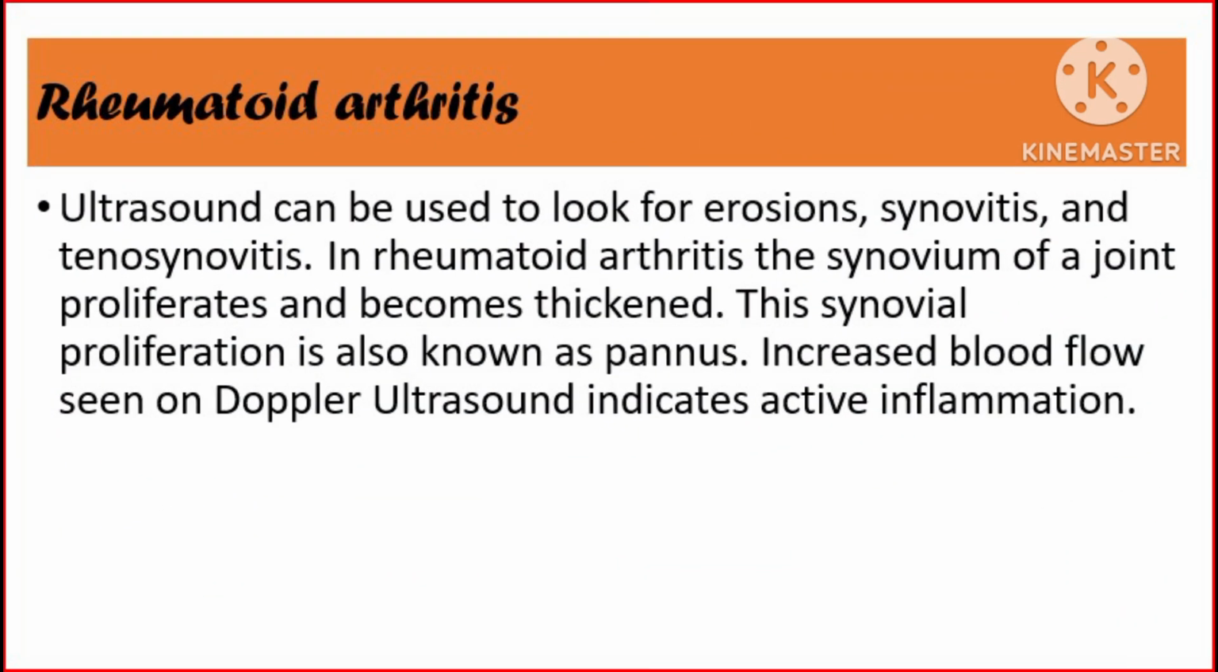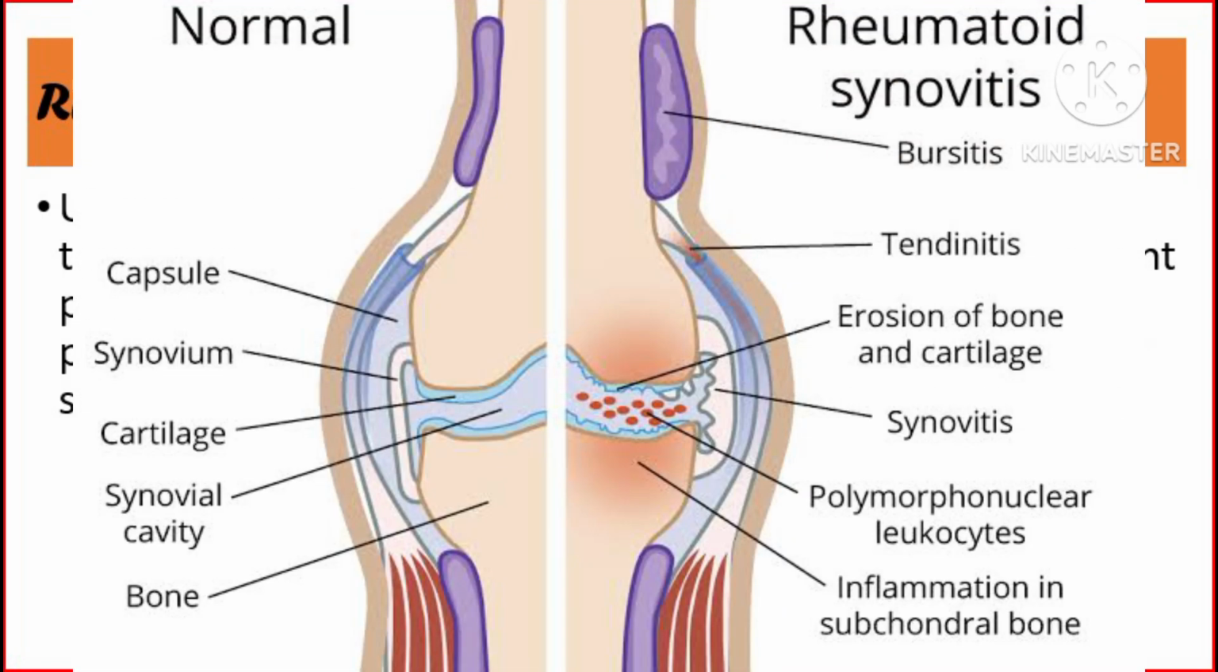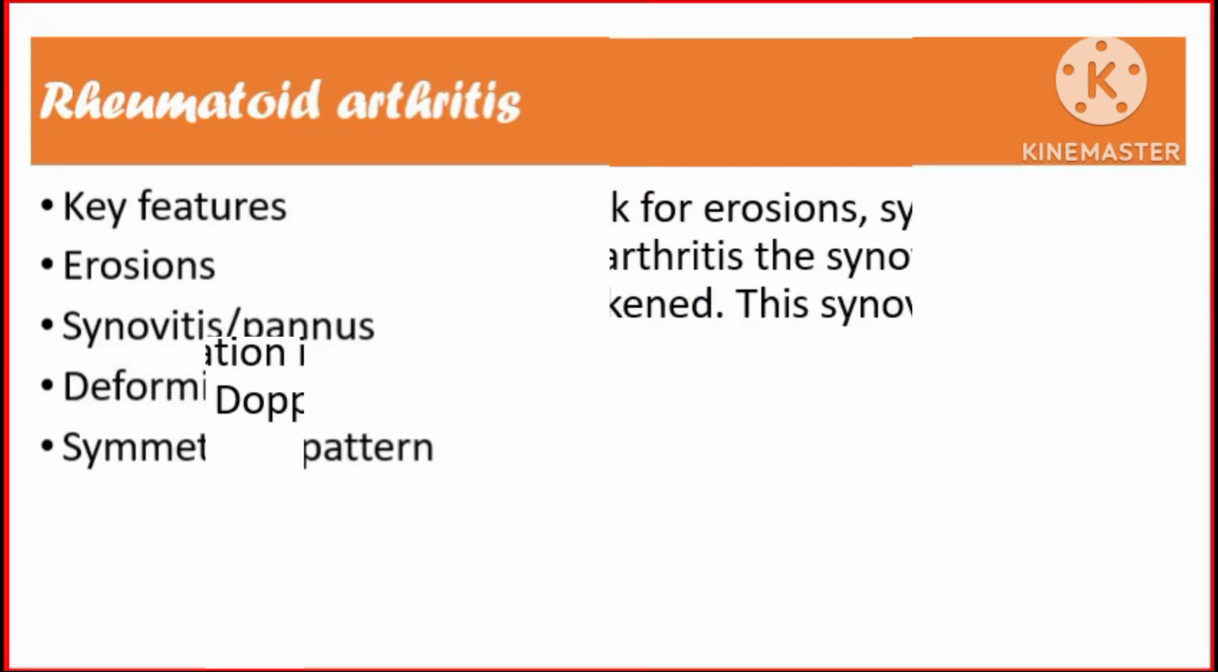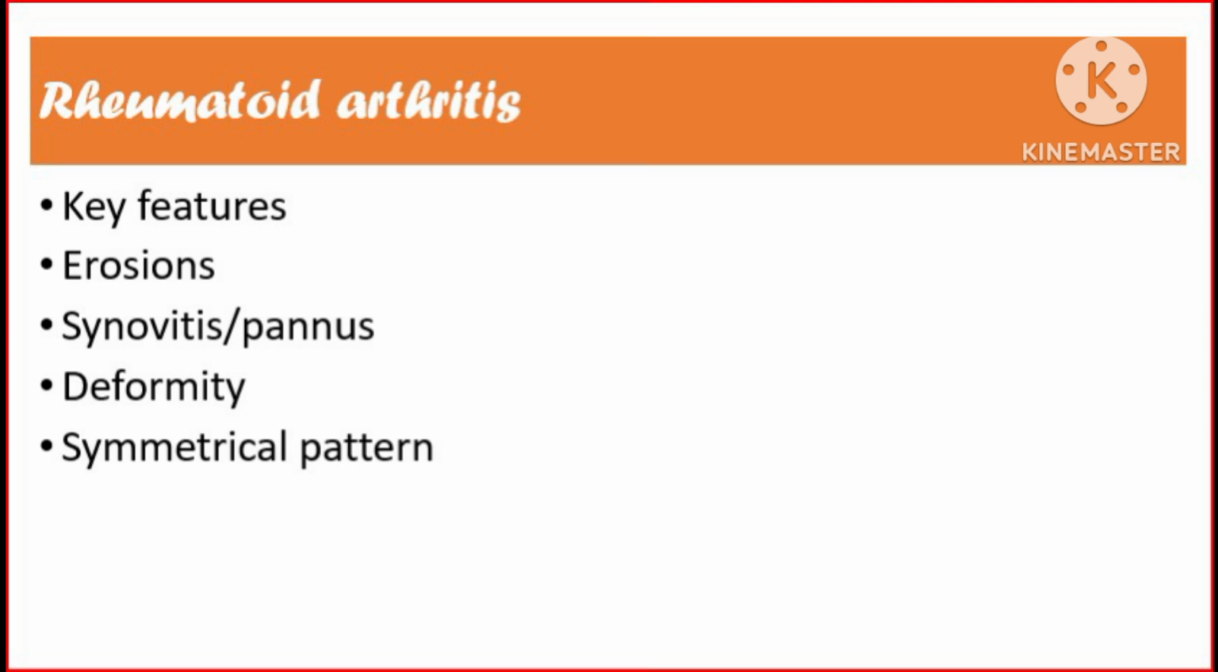Ultrasound can be used to look for erosions, synovitis, and tenosynovitis. In rheumatoid arthritis, the synovium of a joint proliferates and becomes thickened. This synovial proliferation is also known as pannus. Increased blood flow seen on Doppler ultrasound indicates active inflammation. Key features include erosions, synovitis or pannus, deformity, and symmetrical pattern.